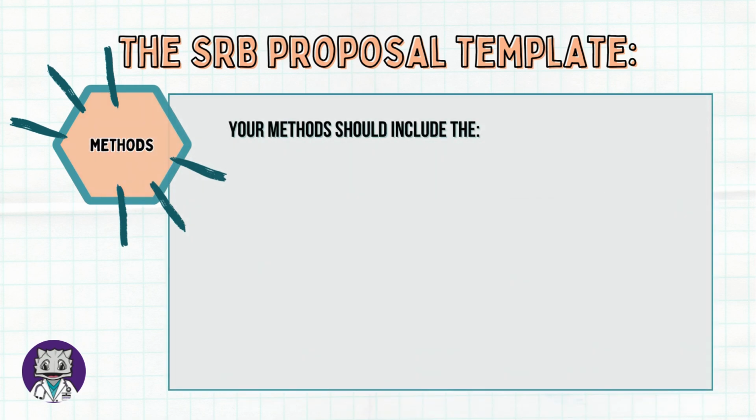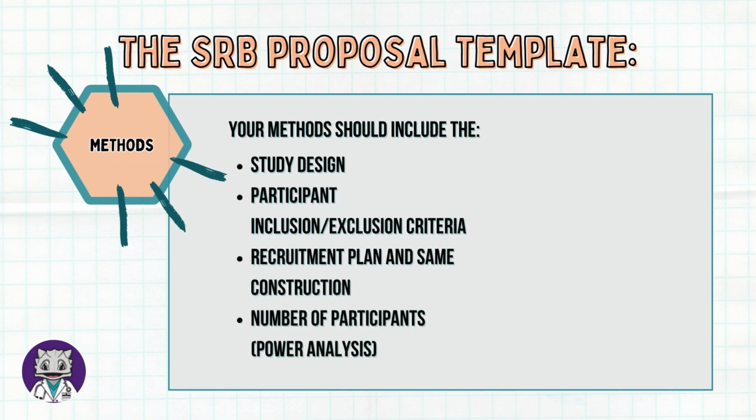The methods section should include the following information: the study design. For more details regarding study design, please review our How to Form a Research Question video in our channel. Participant inclusion criteria are characteristics that the subject of your study must have if they are to be included in the study. Exclusion criteria are those characteristics that disqualify subjects from inclusion in the study.